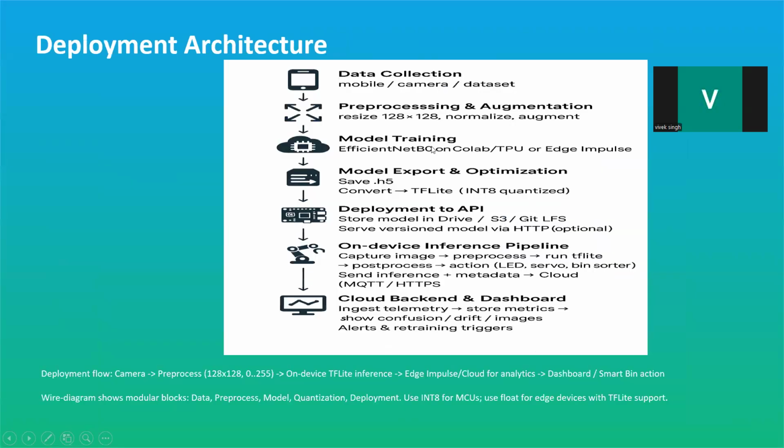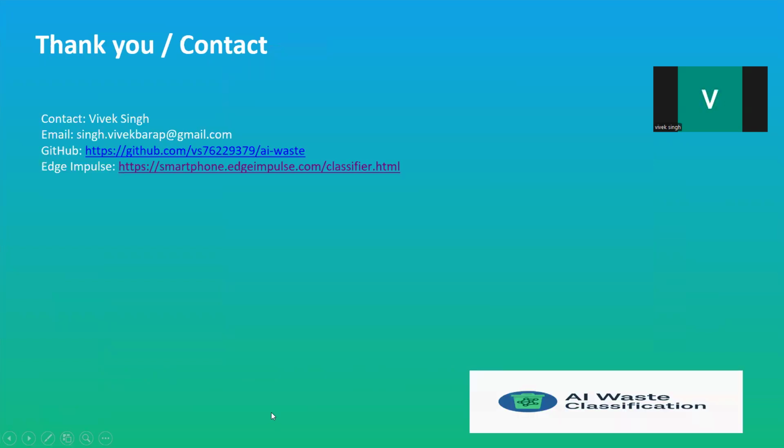So this is the deployment architecture. The camera will take the image and it will be pre-processed. Then there will be on-device TF Lite inference, where it will be predicted on the TF Lite model, and then it will be sent to the cloud for analytics, and then the final action will be taken on the smart bin action or dashboard.